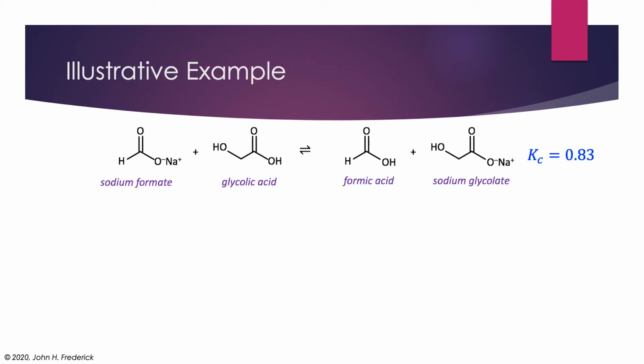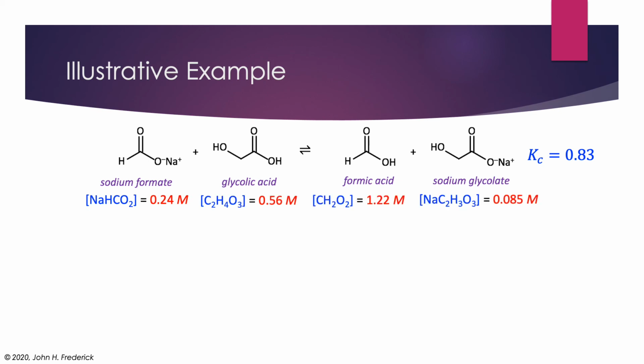So let's look at an example. This is a fancy organic reaction, sodium formate with glycolic acid to form formic acid and sodium glycolate. For what it's worth, formic acid is the stuff that gives ant sting a sting, and sodium glycolate is a hair remover. Some of you may have used that before if you've ever used any hair remover. So we're going to start with some initial concentrations for each of these things. And we're also told that the equilibrium constant for this reaction is 0.83.